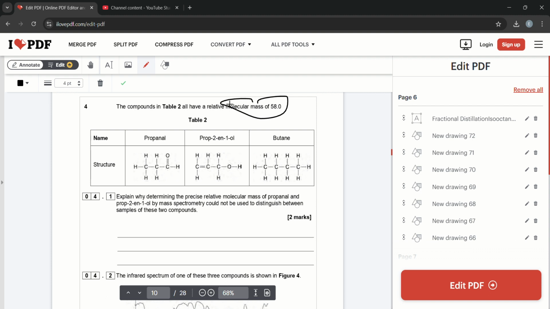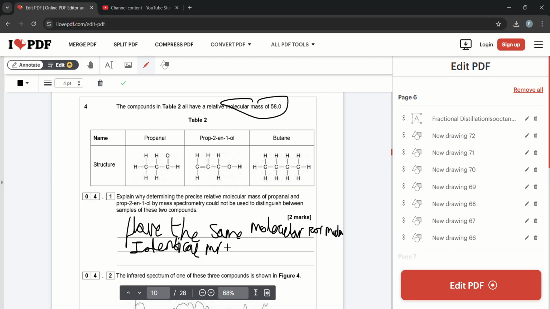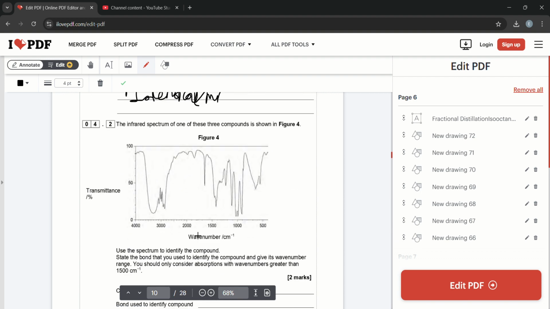same molecular formula, and they all have identical Mr. So they have the same molecular formula and identical Mr, and therefore determining relative molecular mass would not be able to distinguish between these samples.